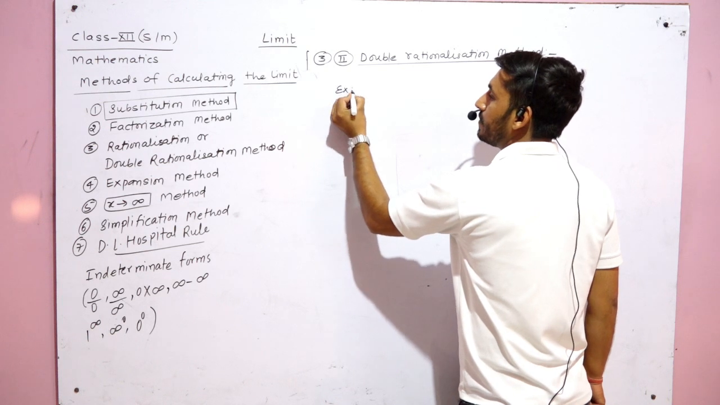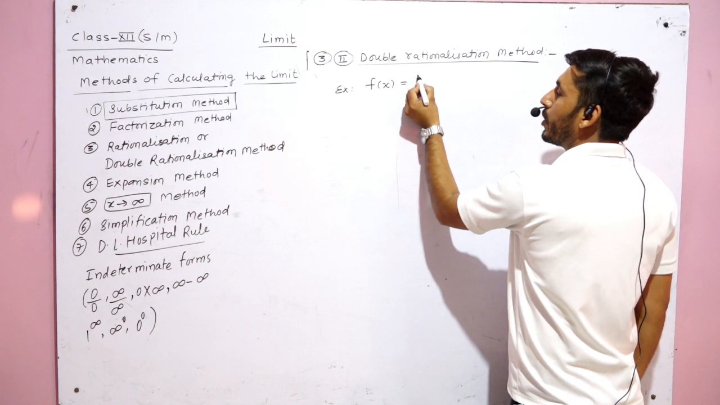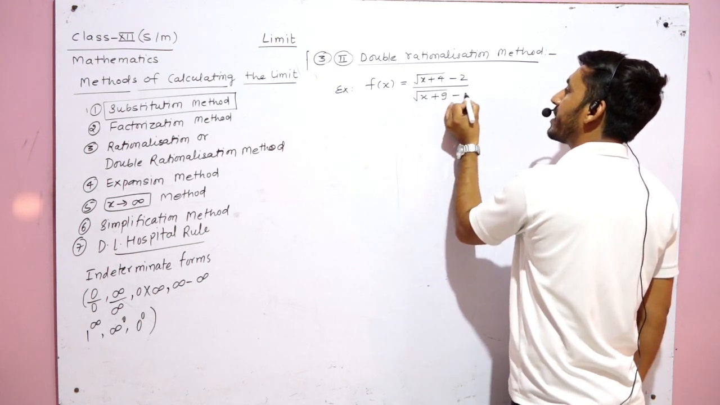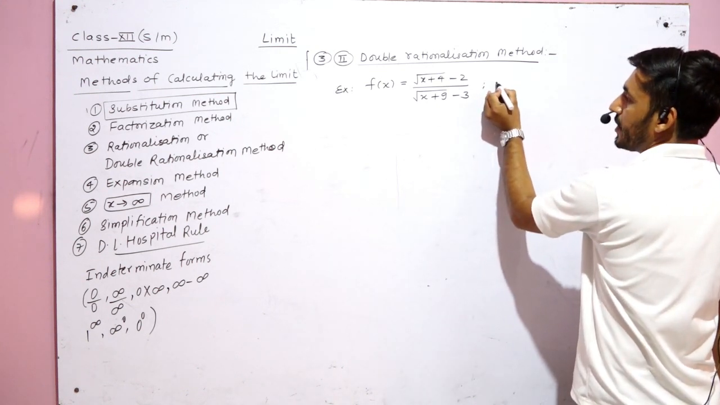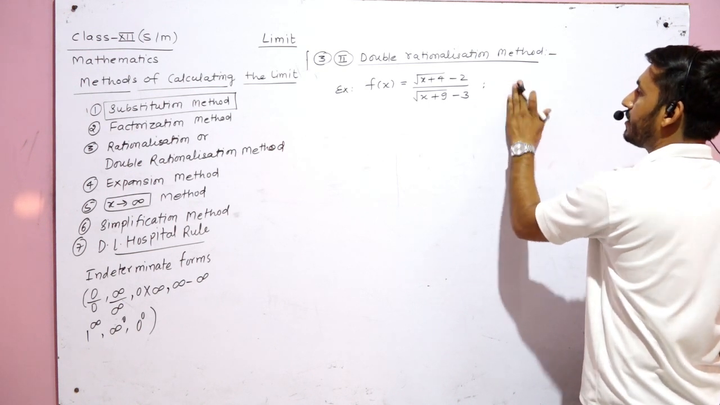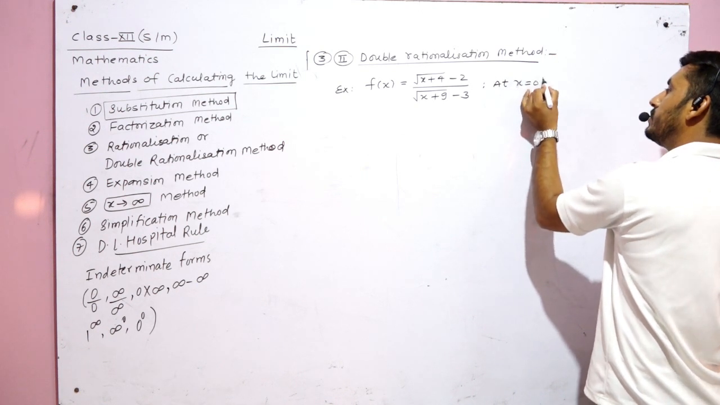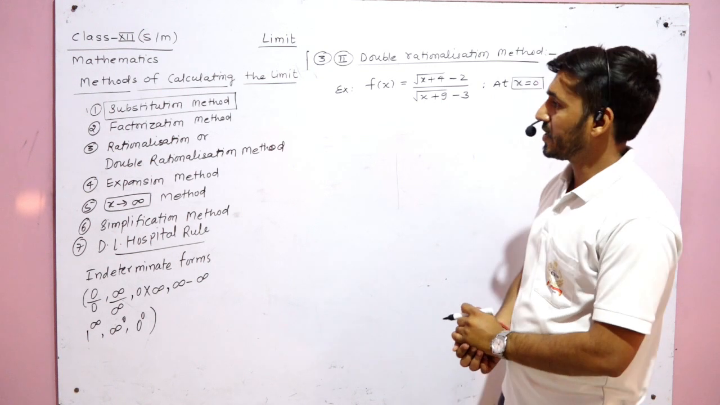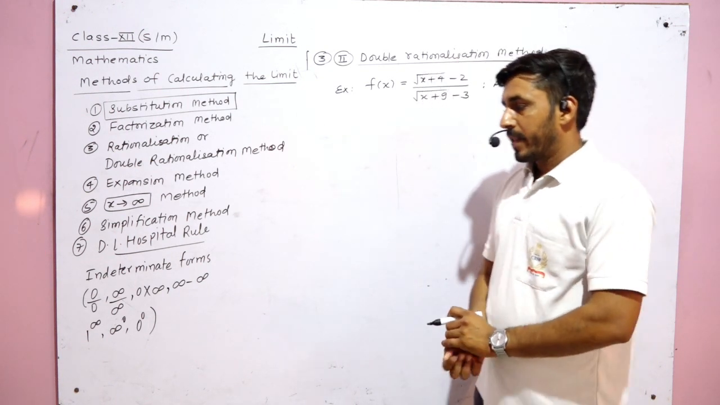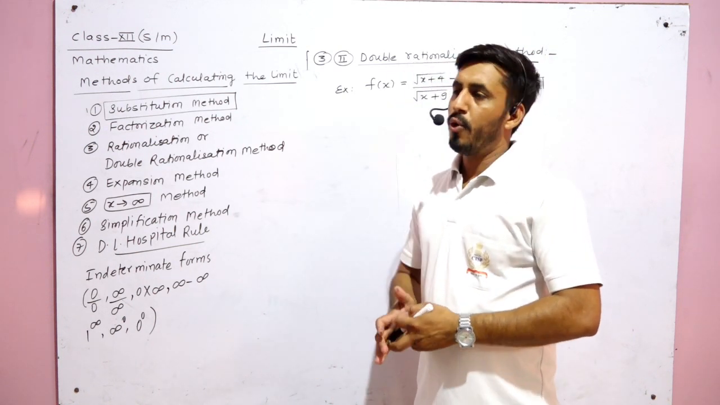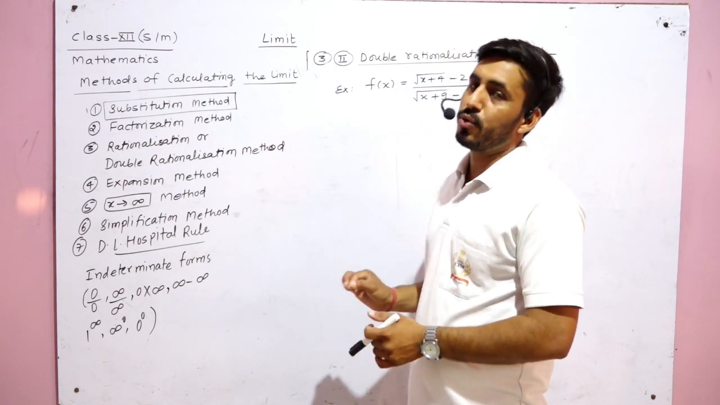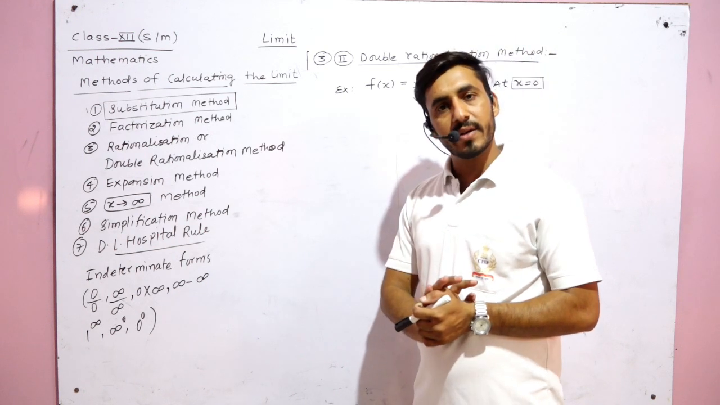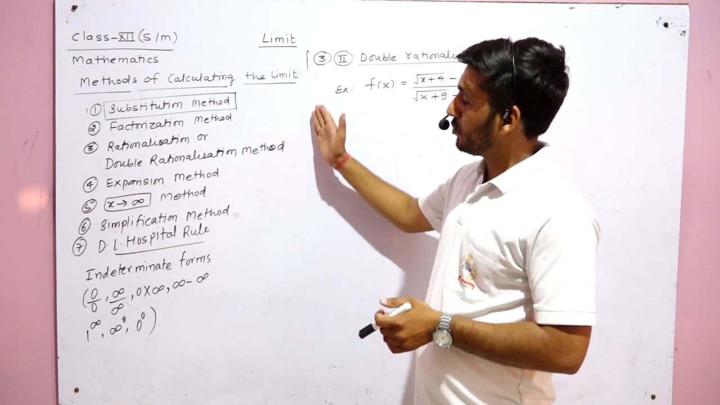If we take an example, f(x) is equal to root of x plus 4 minus 2 upon root of x plus 9 minus 3, and we want to calculate the limit of the function at x is equal to 0. In this condition, if we want to calculate the limit of a function, then first think about the substitution method. Remember, every time, for all types of function, first of all you have to use only and only the substitution method. If it works, then directly calculate the limit. If it does not work, then you can use other methods.